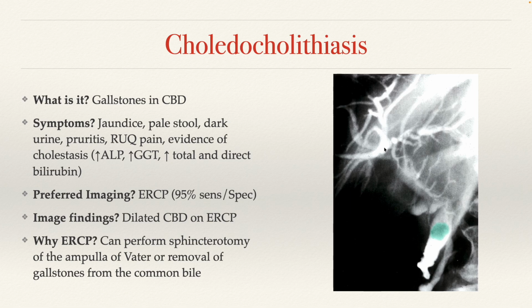So as I kind of alluded to, the best diagnostic and therapeutic tool here is ERCP. Not only does it allow visualization, you can also extract the stone. You can perform a sphincterotomy at the ampulla of Vater. So you can see here's the stone in the common bile duct, it's dilated. So when you think about choledocholithiasis, you're looking for things like jaundice, pale stool, as I mentioned, and the answer for this, what you want to do is ERCP. And as you can see, there's a specificity and sensitivity of 95%. So it's a really, really good tool to have.